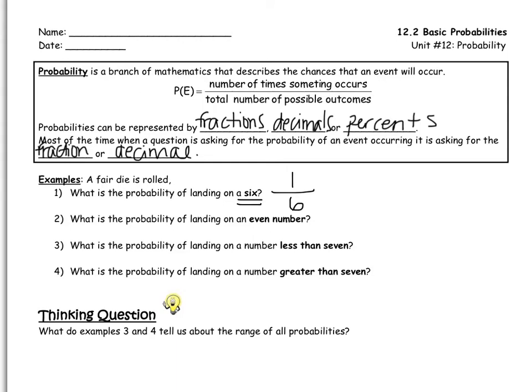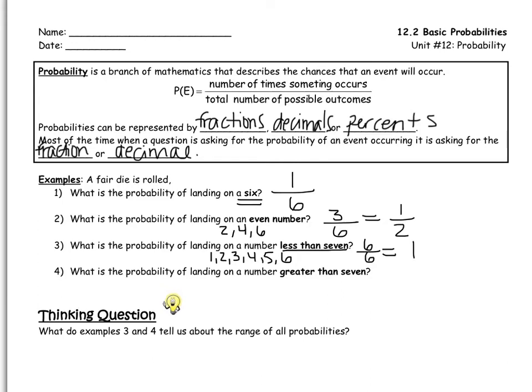What about example 2? What's the probability of landing on an even number? Well, the even numbers on a die would be 2, 4, and 6. So that's 3 out of a possible 6. Therefore, that reduces to 1/2. How about example 3? What is the probability of landing on a number less than 7? Well, let's look at all the numbers less than 7 that are on a die. So 1, 2, 3, 4, 5, and 6. All of those numbers appear on a die, so technically 6 out of 6, which reduces to 1.